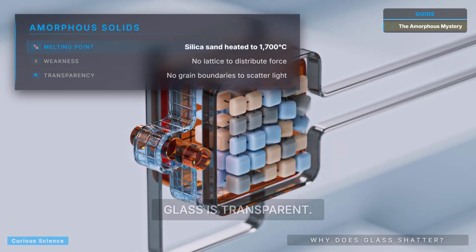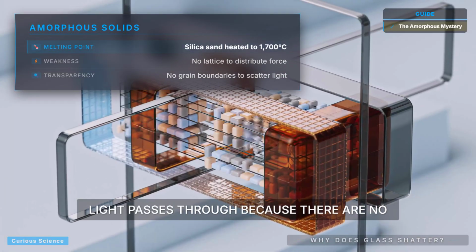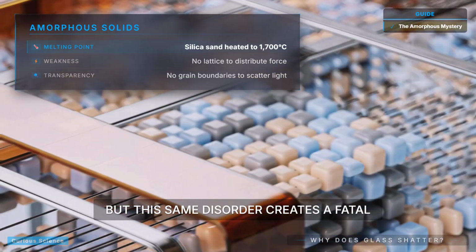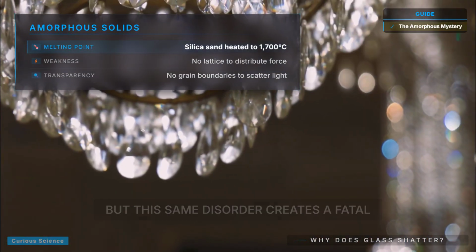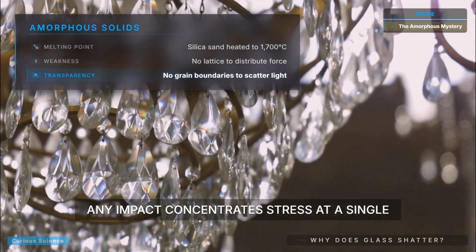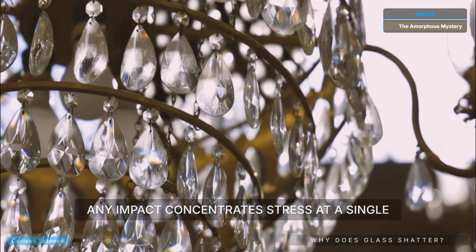When stress hits glass, it concentrates at the weakest point. The technical term is a stress concentrator. Any tiny scratch, bubble, or surface imperfection becomes the starting point for a crack. And once a crack starts in glass, there is nothing to stop it.